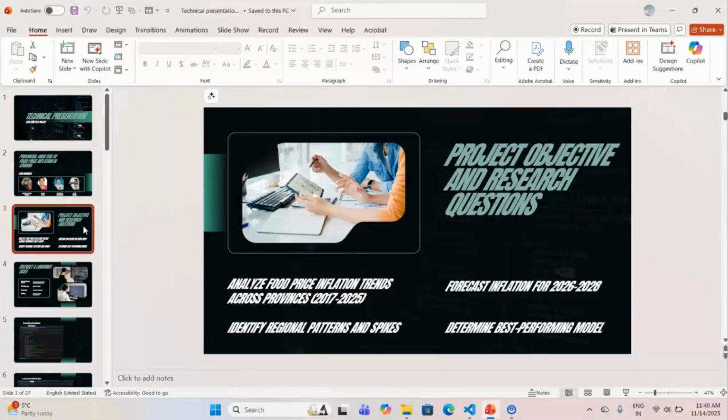Technically, the core objective was to build a clean, reliable machine learning pipeline capable of analyzing the historical CPI data, comparing multiple forecasting models, and generating accurate predictions. We framed this using four research questions.